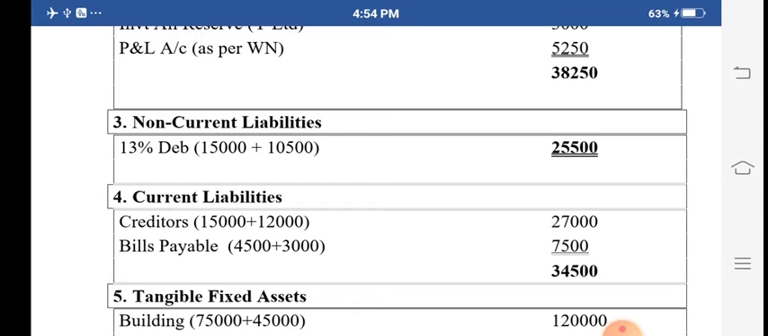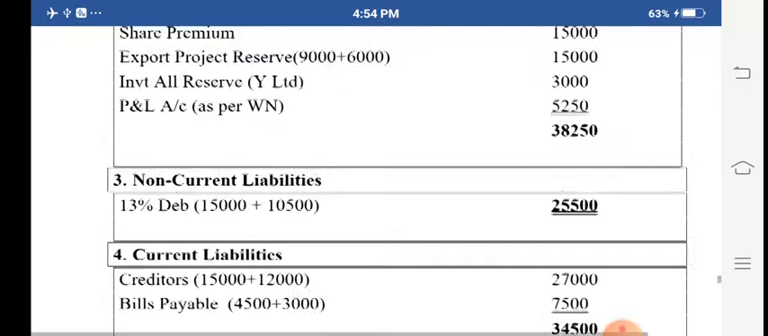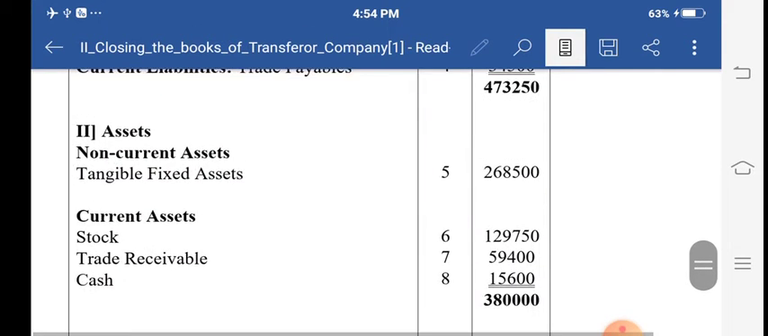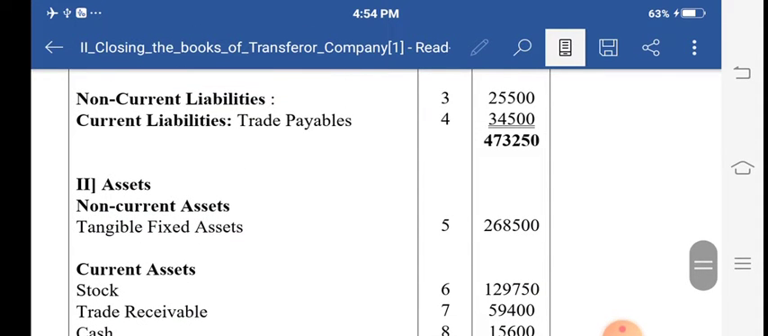Next, bills payable: 4,500 for X Limited and 3,000 for Y Limited. So the total is 7,500. This 27,000 plus 7,500 is equal to 34,500 rupees. So this 34,500 we have to write here under current liabilities, as trade payables.